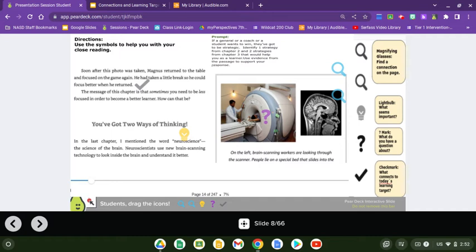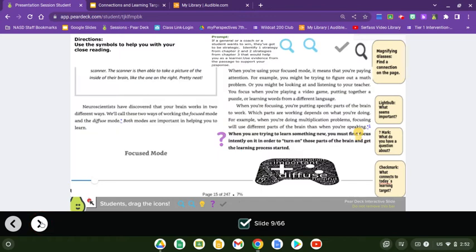In the last chapter, I mentioned the word neuroscience, the science of the brain. Neuroscientists use new brain scanning technology. Well, I see brain scanning technology here, and I see a brain scan right there, or the technology to make that possible, to look inside to understand it better.